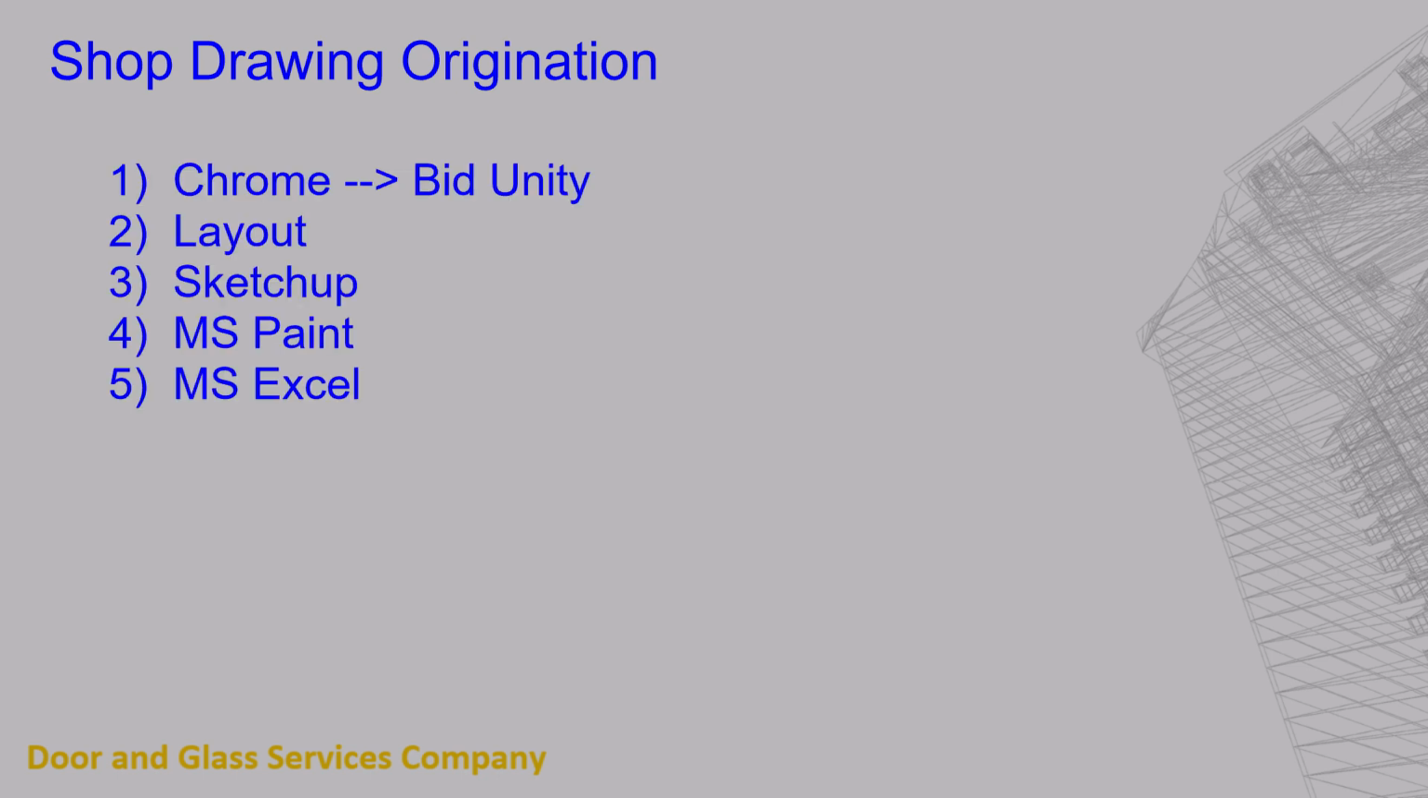This video explains how we originate shop drawings of door and glass. We use mostly 5 programs: Google Chrome with Bid Unity. We generate a significant amount of the submittal content using Bid Unity. We organize the content within Layout, which is an accessory CAD program.